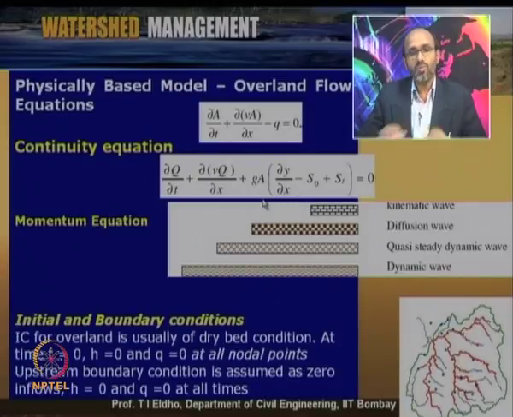With respect to these governing equations, we have to consider the initial and the boundary conditions. Initial conditions are required since we are going for time dependent or transient modeling. The initial conditions can be at the beginning of the time, t is equal to 0, where the depth of flow or the discharge can be taken as 0, or if the values are known, those values can be taken.